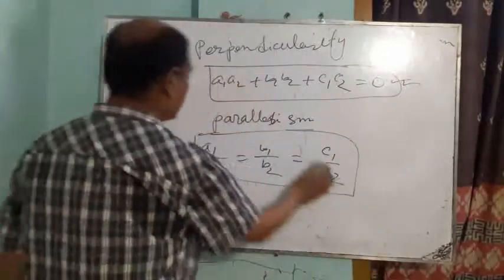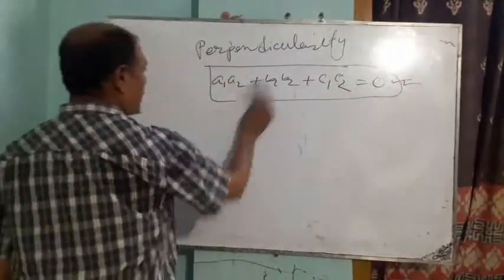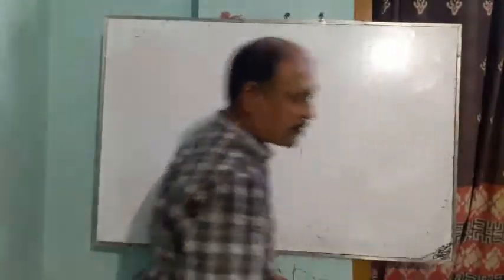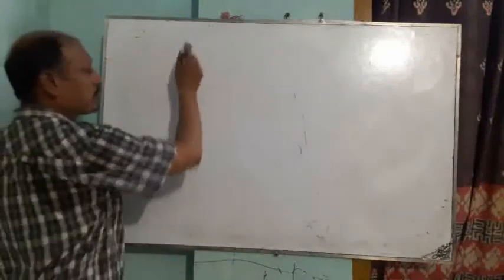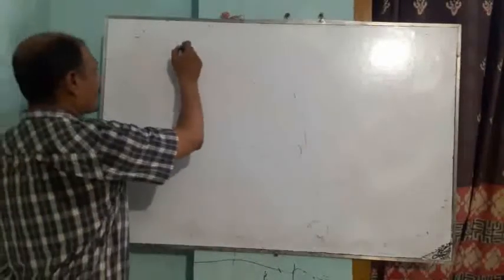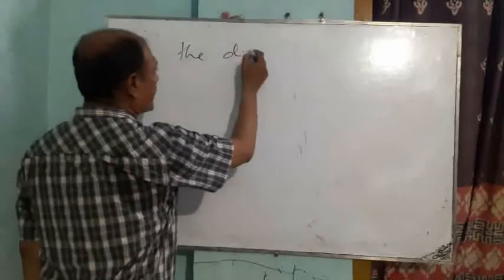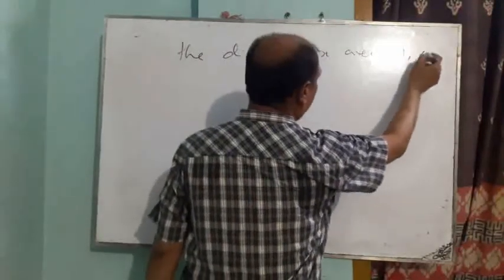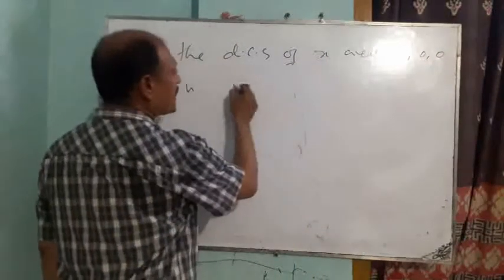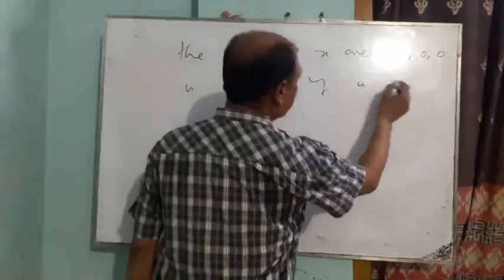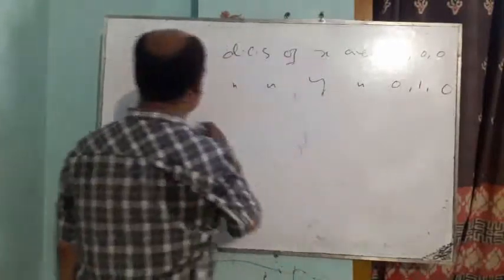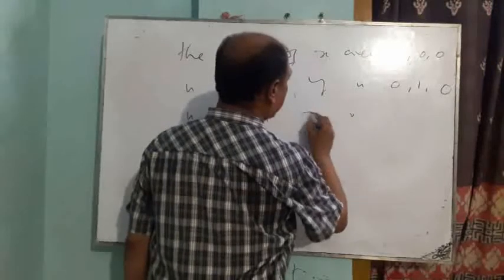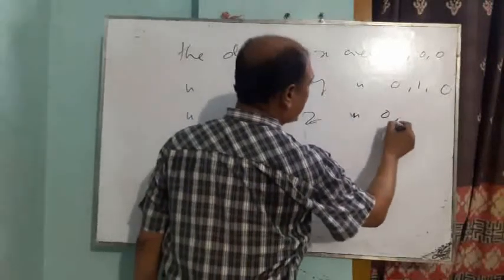Now I will give you the direction cosines of the coordinate axes. The direction cosines of x-axis 1, 0, 0. The direction cosines of y-axis 0, 1, 0. Direction cosines of z-axis 0, 0, 1.